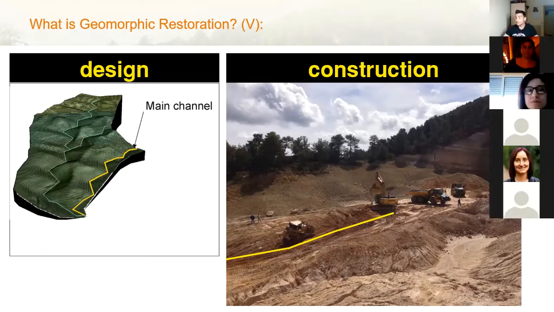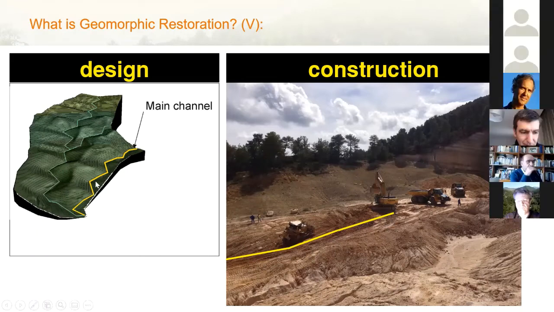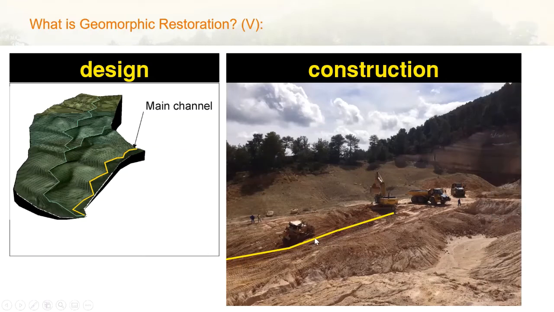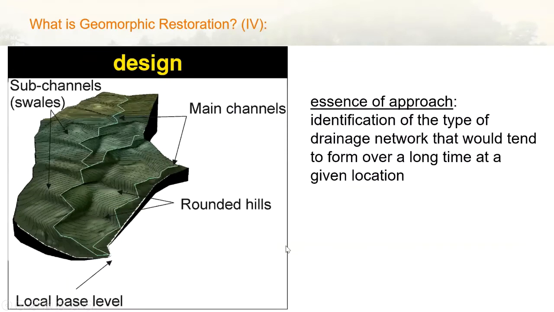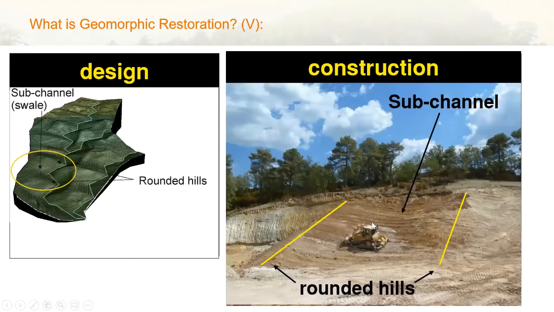For instance, now on the screen you are watching how the machine is opening one main channel. This is the main channel design, and the machines are constructing it. And in this other view, you can see how a bulldozer is shaping rounded hills.